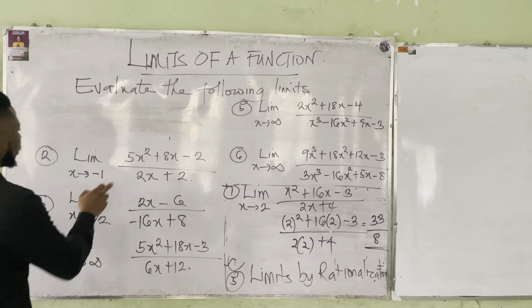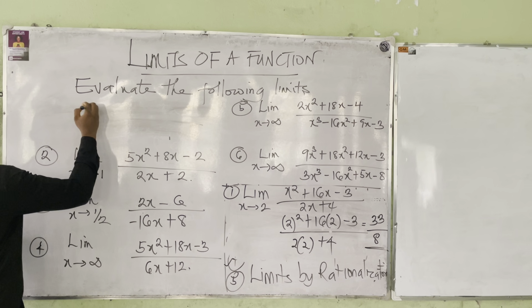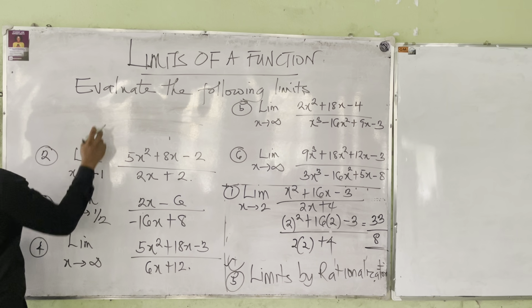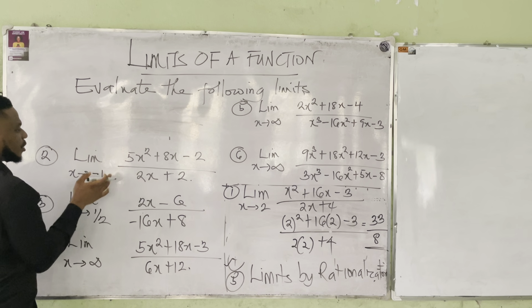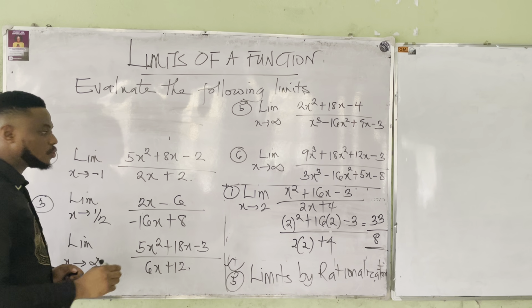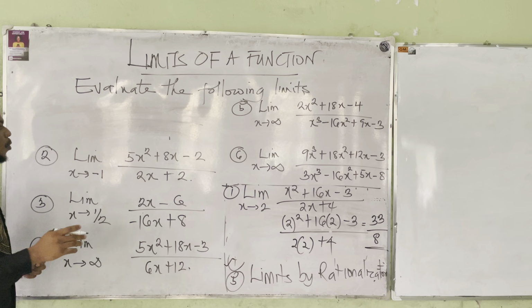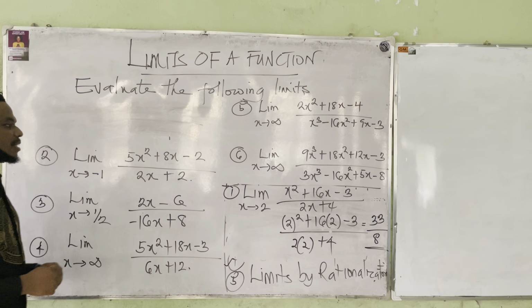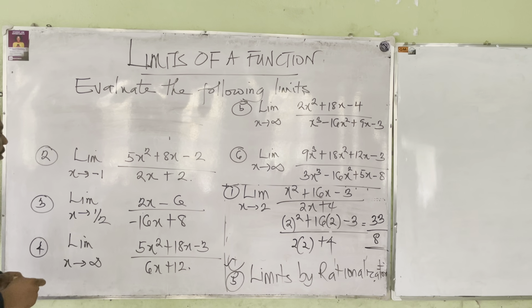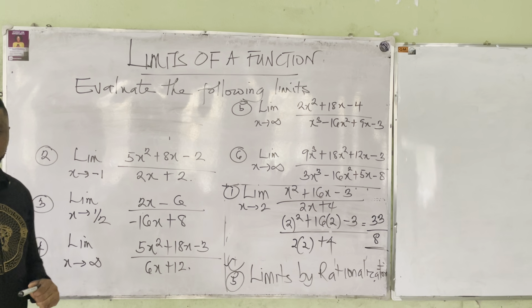Okay, so quickly we'll be doing the second one. Now it's still the same pattern. We have the limit as x tends to minus 1 of 5x squared plus 8x minus 2, divided by 2x plus 2. But before that, I want you to understand that there is what we call continuity and discontinuity of limits. I will explain that.